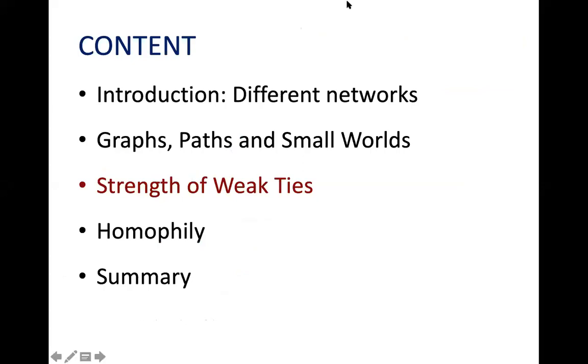Let's have a 3 minute break, and then we will continue on strong or weak ties, homophily, and the summary of this lesson.